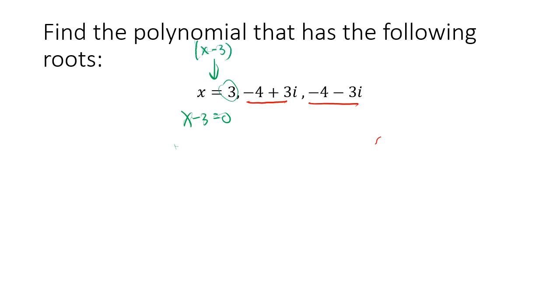So all we need to do now is figure out what the other two corresponded to. In that case, we would just say if x equals negative 4 plus 3i, and we subtract everything back to the left side, then x plus 4 minus 3i is a factor. And similarly here, x plus 4 plus 3i is a factor. And so to find the polynomial, what we're going to have to do is just multiply everything out. So let's multiply these two together here.